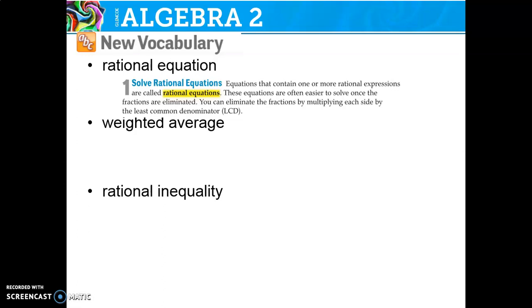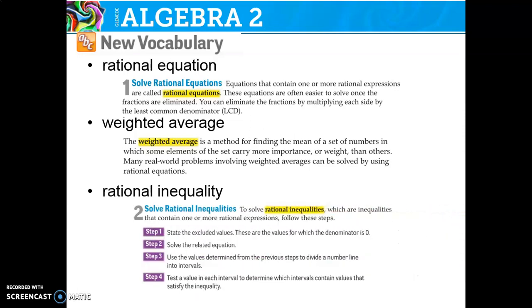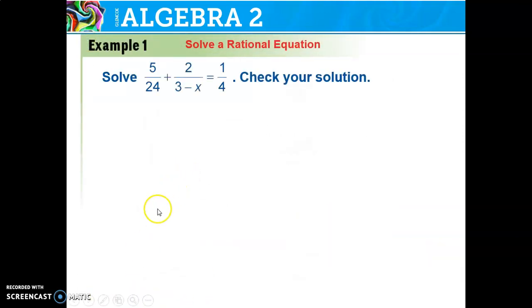A rational equation is an equation that contains one or more rational expressions or fractions. Weighted average is a method for finding the mean of a set of numbers in which some elements of the set carry more importance or weight than the others. And a rational inequality, we have some techniques for solving them, which we'll cover in more detail later in this presentation. Okay, example 1, solving a rational equation.